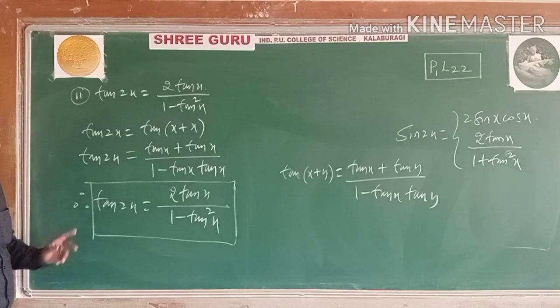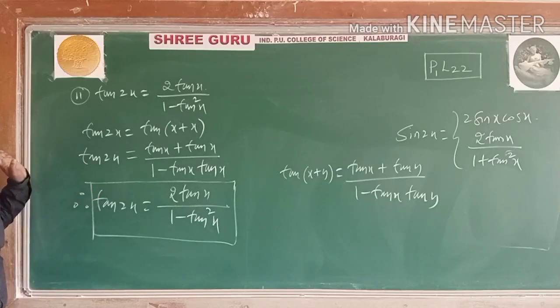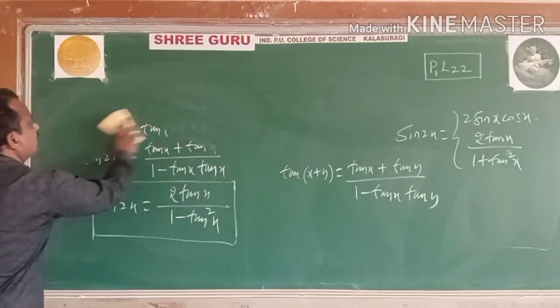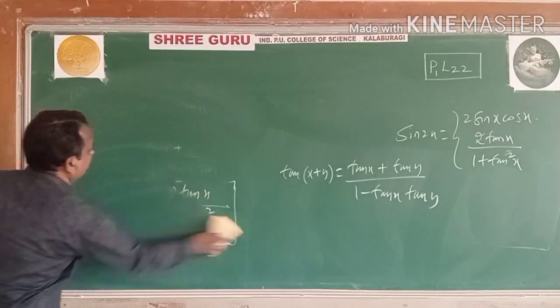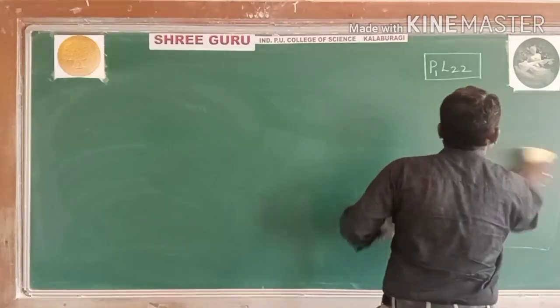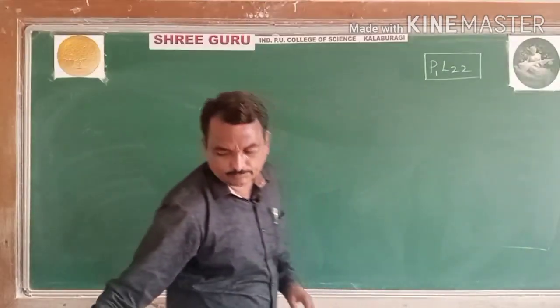So sin 2x, cos 2x and tan 2x. Now we'll go for the 3x formula. These are all what? Multiple angles.